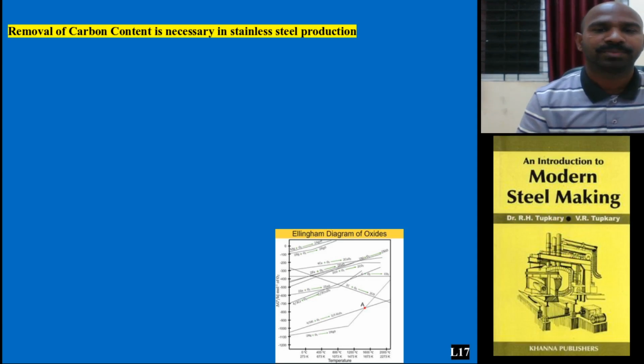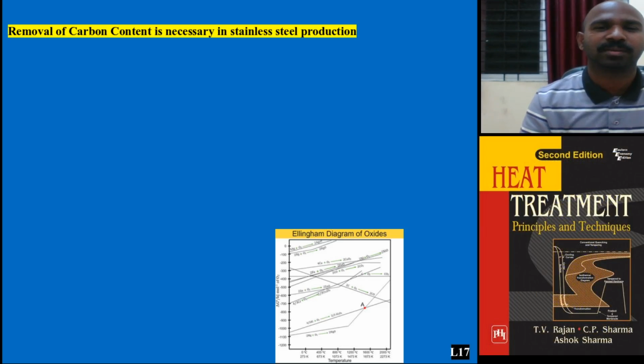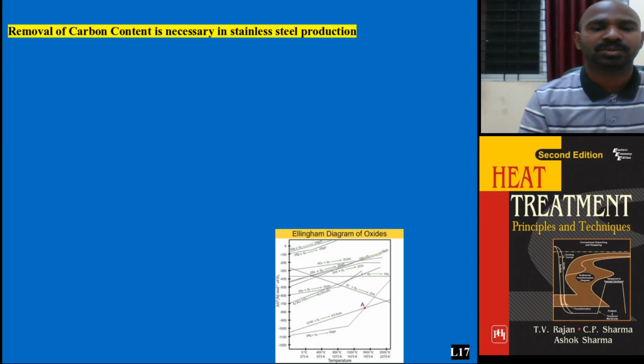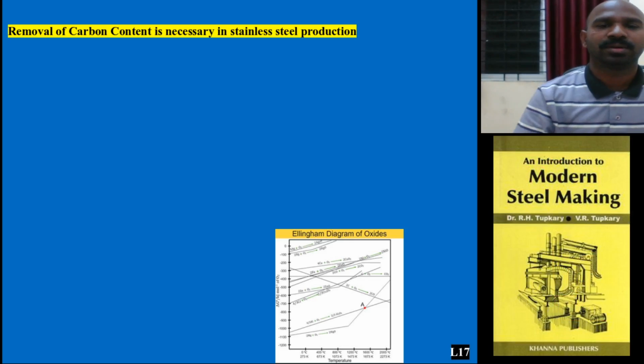For other types of stainless steel, for austenitic stainless steel, you require more carbon to be reduced. For those you will be using the vacuum oxygen decarburizer, where reduced pressure is applied so that you can bring down the carbon content to very low, around 0.03 percent of carbon.